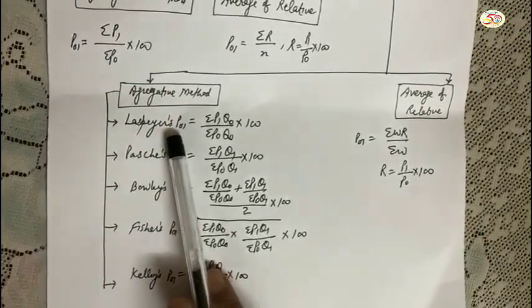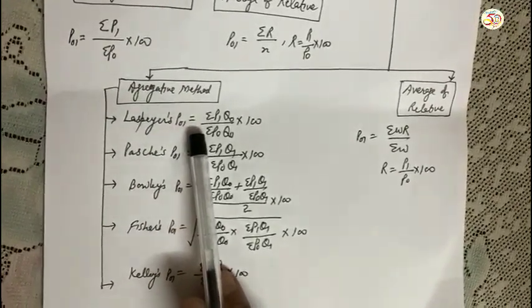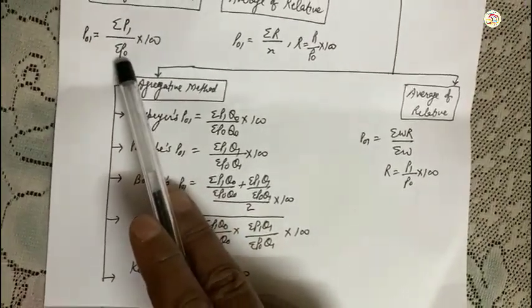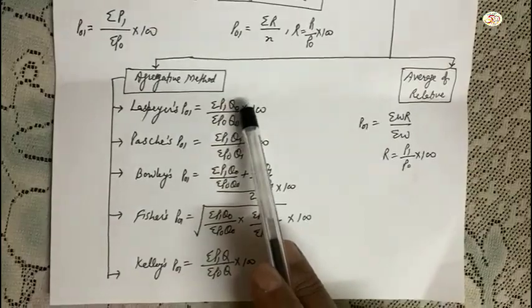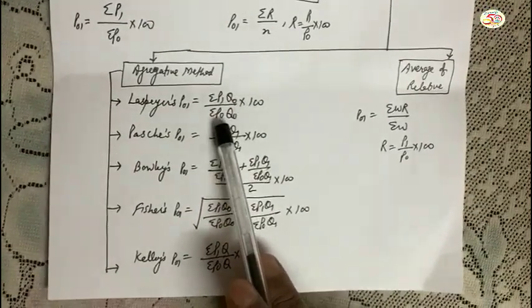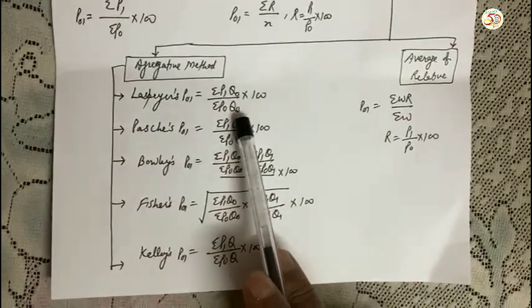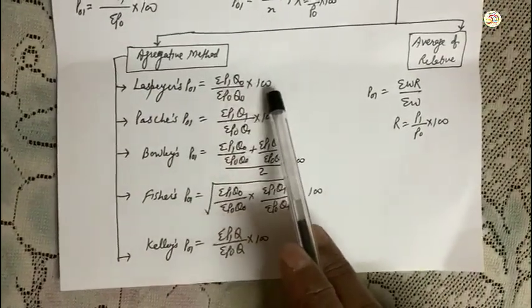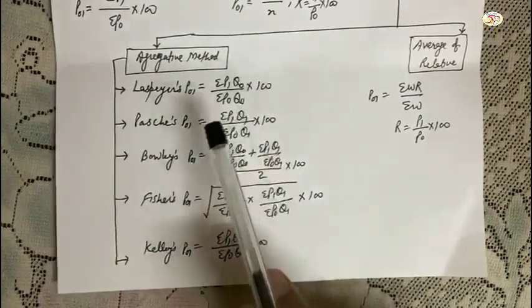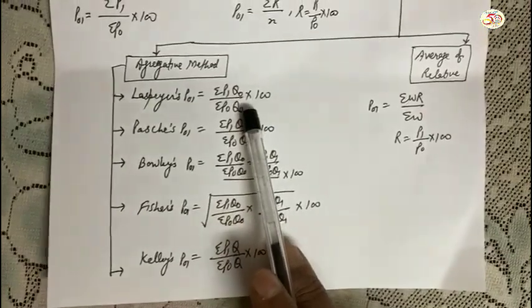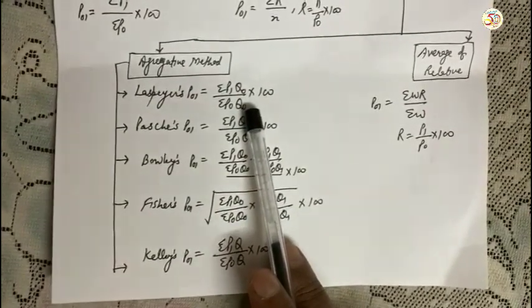Now let us come to Laspeyres' price index number. We always take the basic index, that is sigma P1 over P0, and we multiply P1 by Q0. Similarly, we multiply P0 by Q0. Then we take its average ratio and multiply it by 100. Point to be noted is that Laspeyres has taken quantity of base year only, not current year.